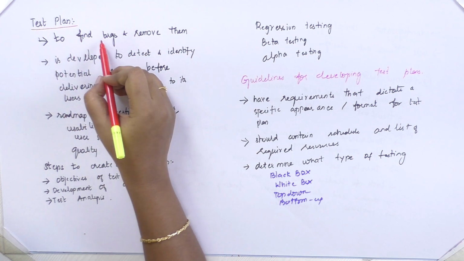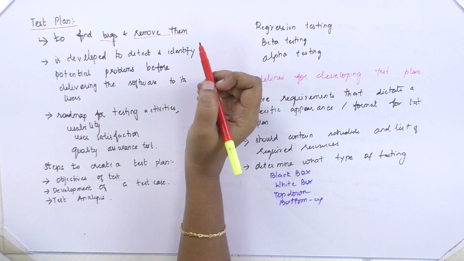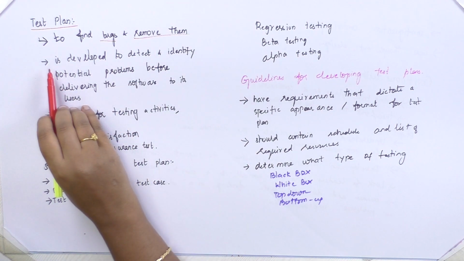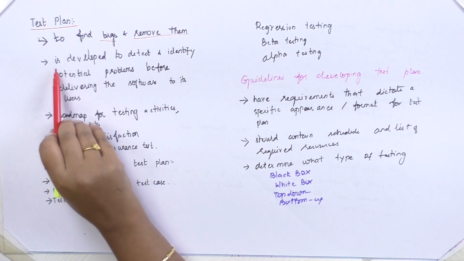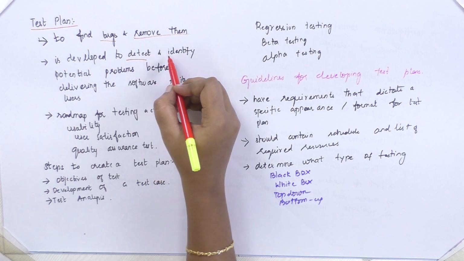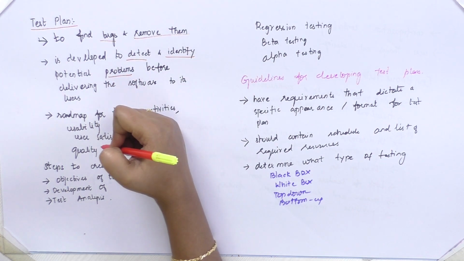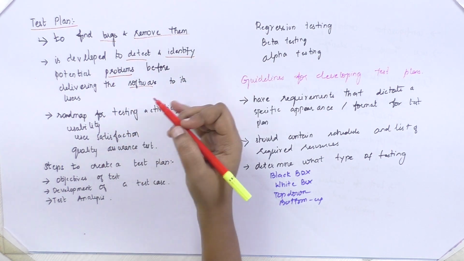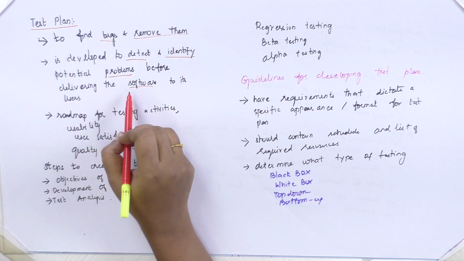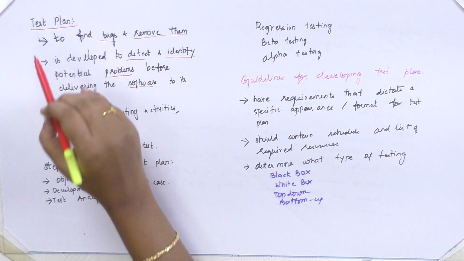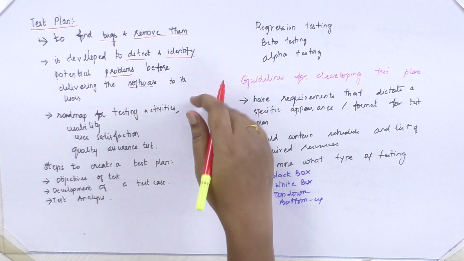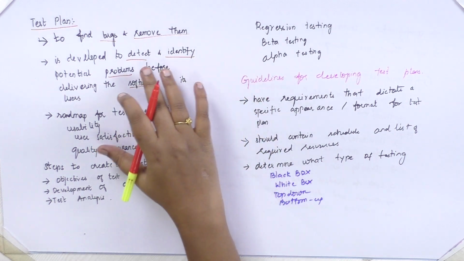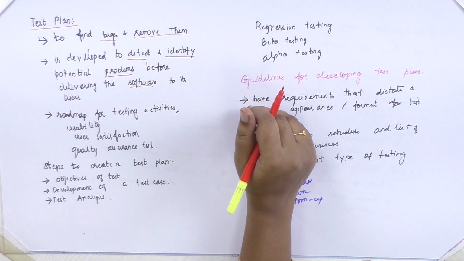Test plans are used to find the bugs and remove them. Here, we have to develop the test plan. A test plan is developed to detect and identify the problems in our system before delivering the software to the user. So, before delivering the product to the user, a test plan has to be developed to identify the errors and bugs or the problems we have in the system.